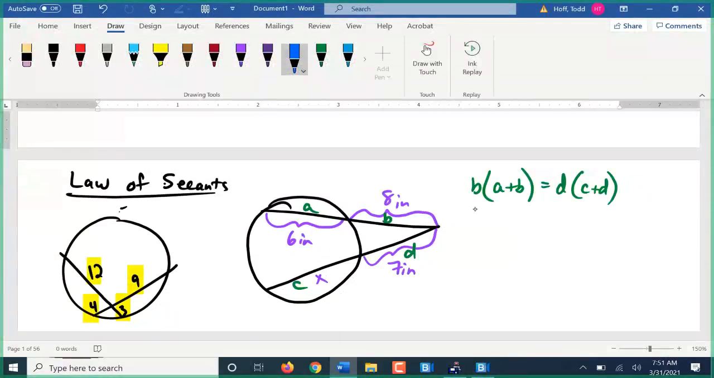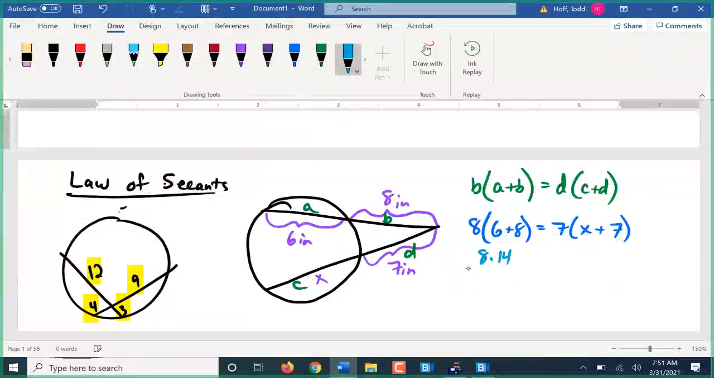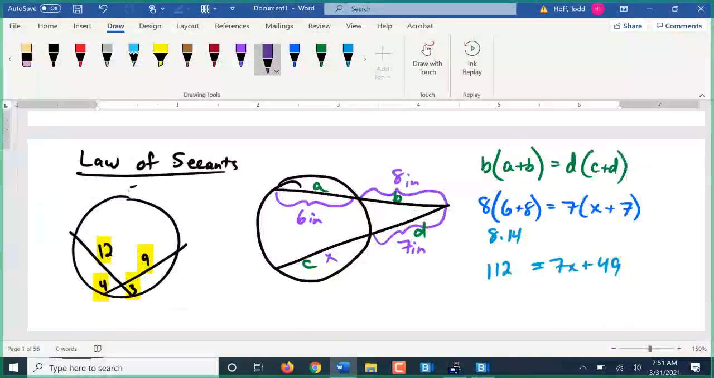So here we just put in the numbers. B is 8, A is 6, C is X, and D is 7. And we could just solve this equation. 8 times 14 is 112. Over here we've got 7x plus 49. Subtracting 49.